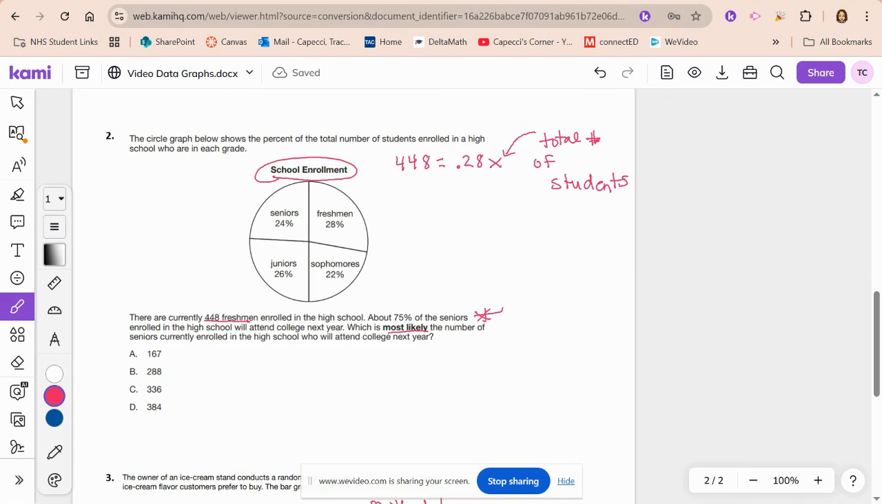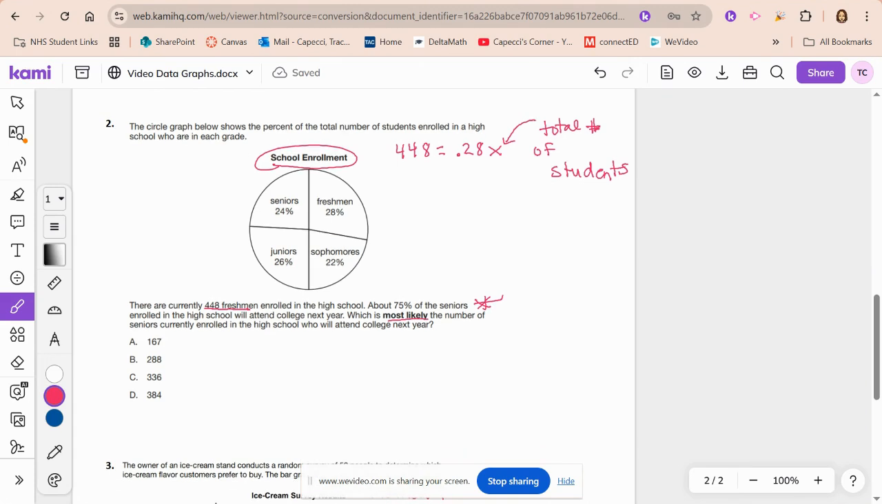So our link is we need to find the number of students. So let's start with the given information. We have 448 students, which we know as freshmen, which we know is 28%. So I set it up here that 448, that's the number of freshmen, is equal to 28% of whatever that total number of students is. So that's really what we're looking for. We need to solve for x. So if I divide both sides by 0.28, I end up with 1,600 total students.